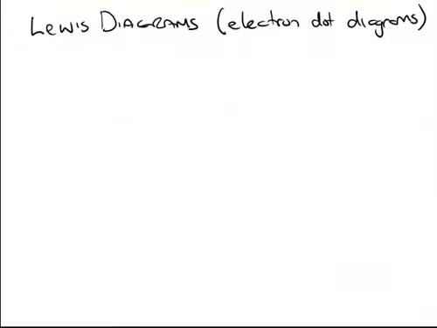Okay, now to be successful in the standard, you need to be able to do Lewis diagrams. There's a systematic way of doing these, and if you follow it, you should get them right every time. Now, they're also known as electron dot diagrams, so don't let that confuse you.